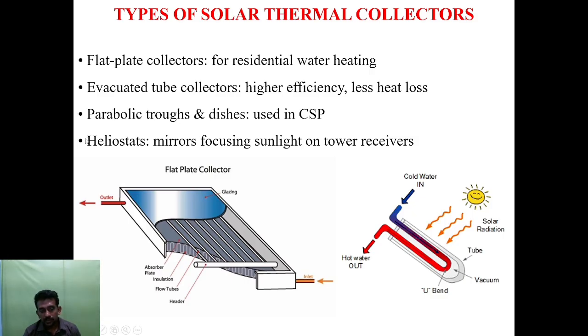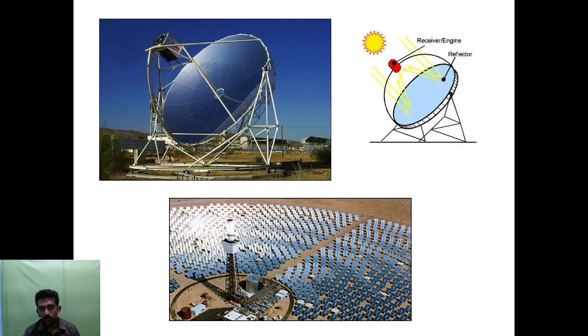In the case of heliostats, it consists of mirrors, not specially designed aluminum parts. It is only mirrors, and all the mirrors focus their direction to the central tower receiver, and the central tower receiver holds the working fluid, which takes the cold working fluid to a high temperature.